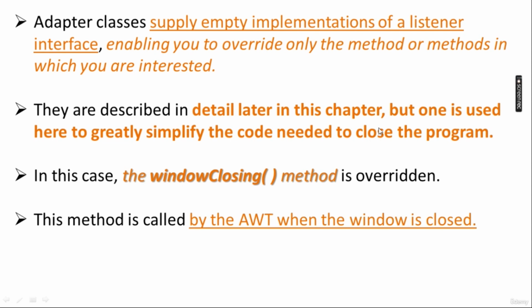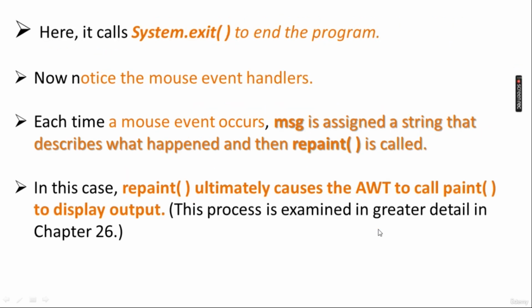But here the one we have used is System.exit(0), to greatly simplify the code needed to close the program. AWT GUI based programs will not close immediately or automatically, so you have to implement it using System.exit(0). The windowClosing method is overridden. This method is called by AWT when the window is closed, and System.exit ends the program.